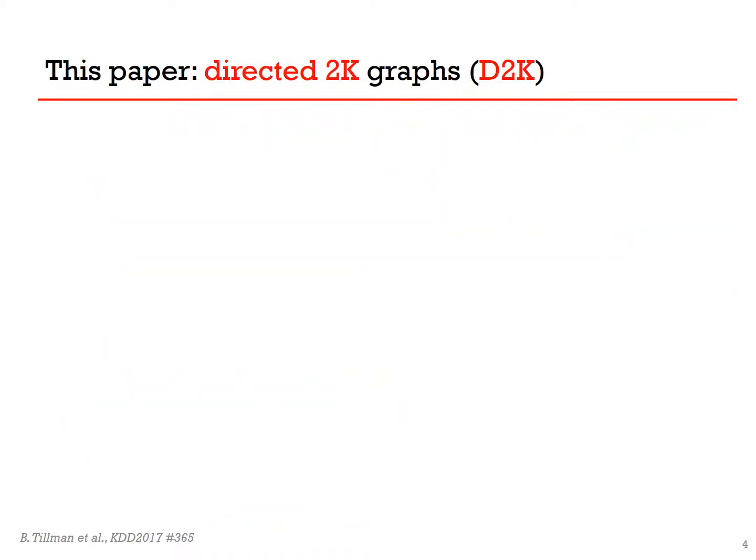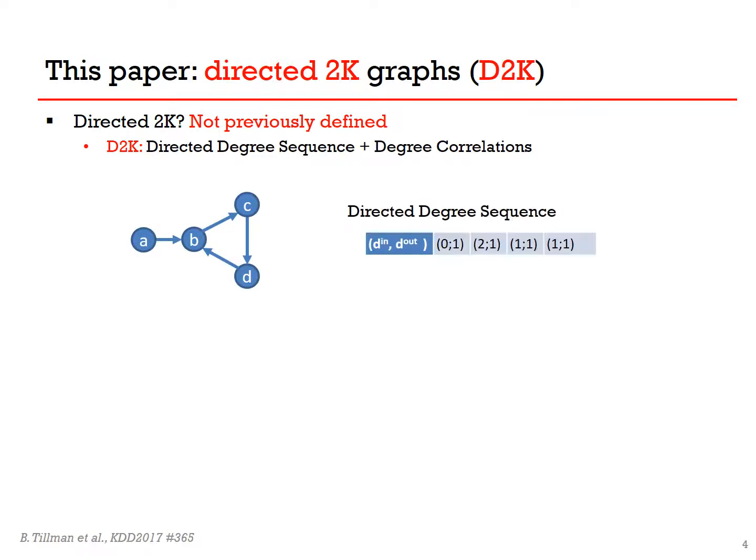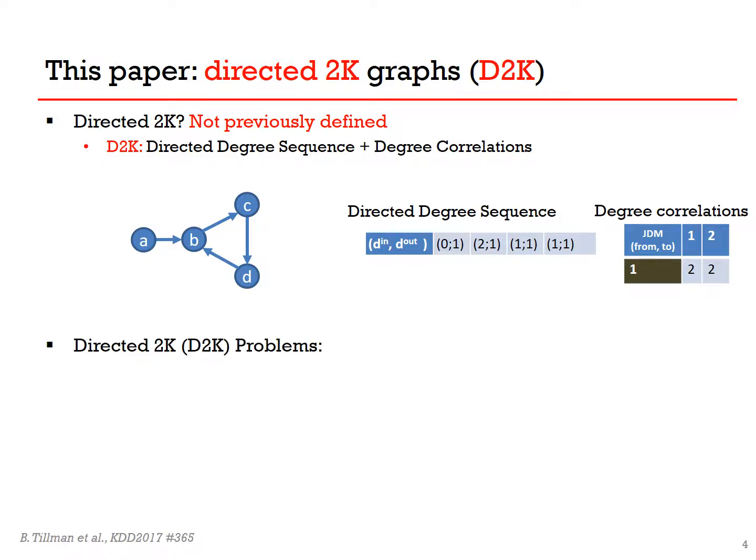Since the dK series was defined for undirected graphs, we have extended it to directed graphs. In particular, we have defined directed 2K as a combination of directed degree sequences and degree correlations, as shown in the example. There are three classic problems to solve.